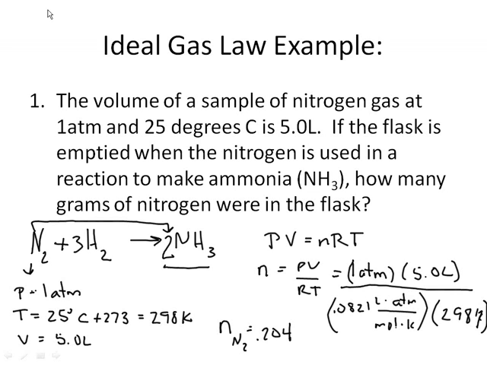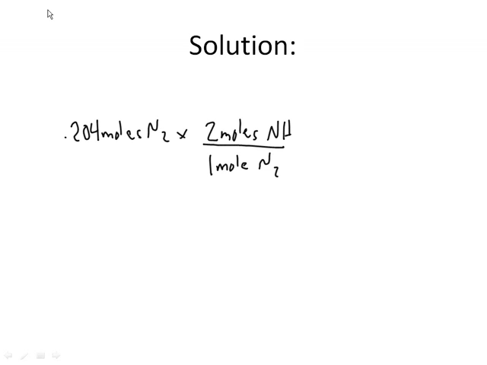But the problem didn't ask me about nitrogen, it asked me about ammonia. And remember, we said, hey, with our balanced chemical reaction, we can use our mole-to-mole ratio given in the reaction to go from moles of nitrogen to moles of ammonia. And since there's 2 moles of ammonia to every 1 mole of nitrogen, then I can take my 0.204 moles of N2 and multiply by those coefficients. 1 mole of N2 equals 2 moles of NH3. Remember, this is a concept that we learned in chapter 6.